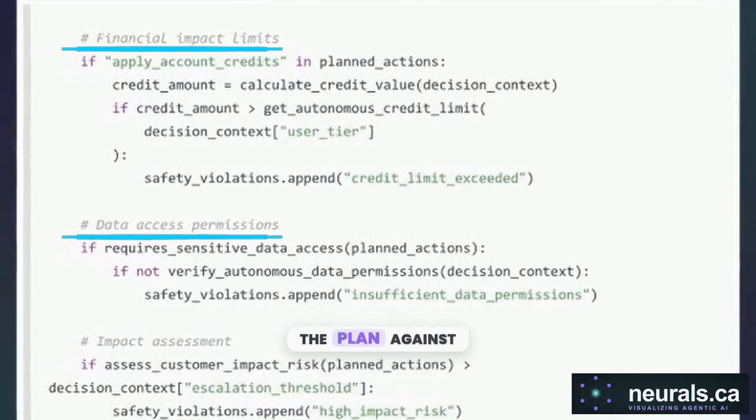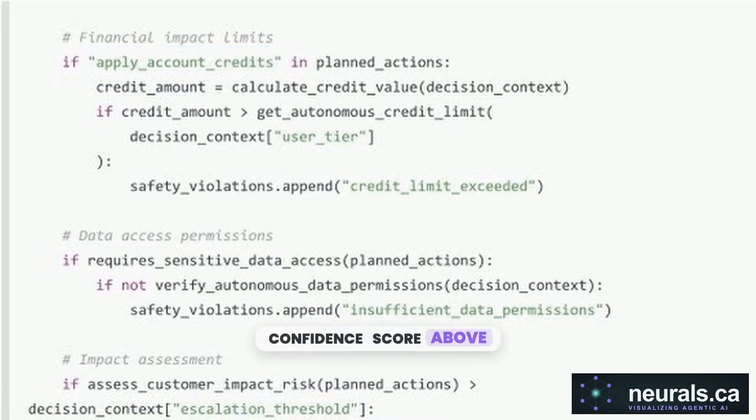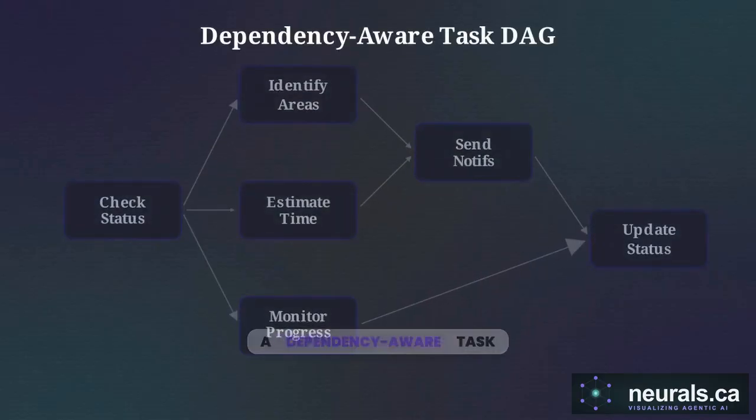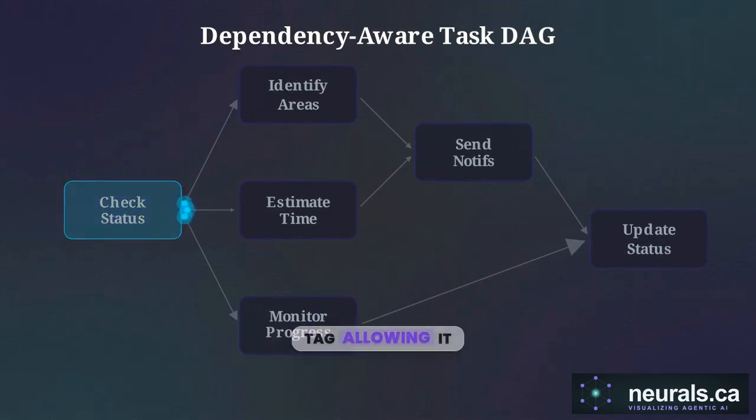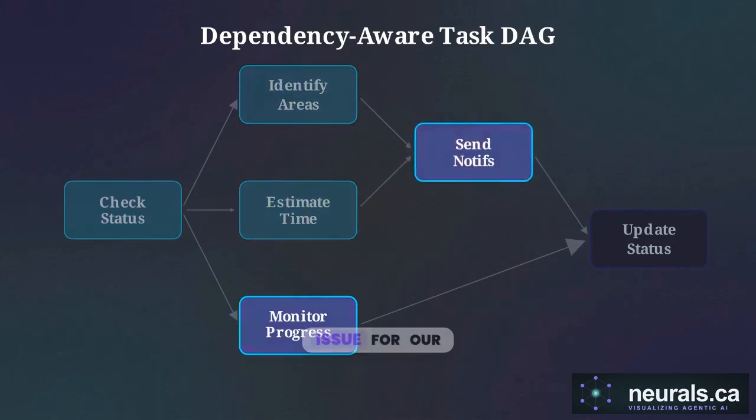This function validates the plan against financial limits and data access permissions. Clearance requires a confidence score above 0.8, adherence to credit limits, and a low customer impact risk. Approved strategies move to the action phase. The agent triggers a dependency-aware task tag, allowing it to execute several parallel nodes simultaneously to resolve the issue.